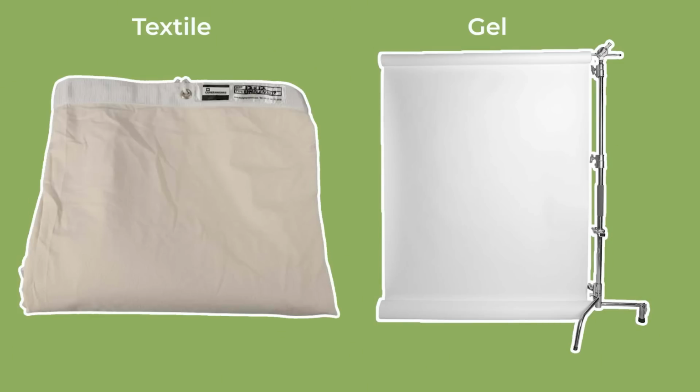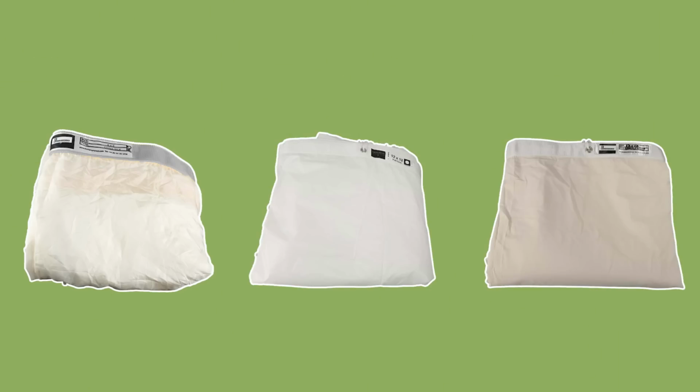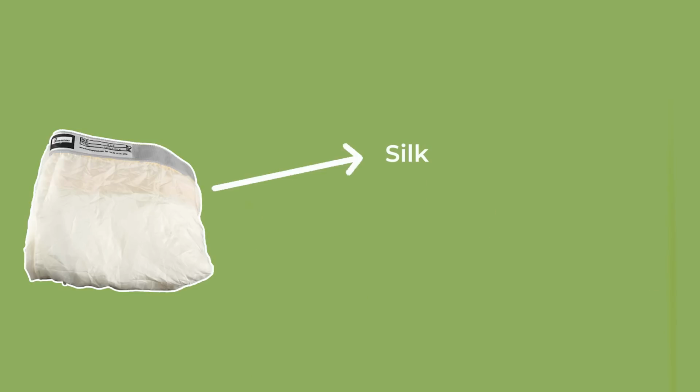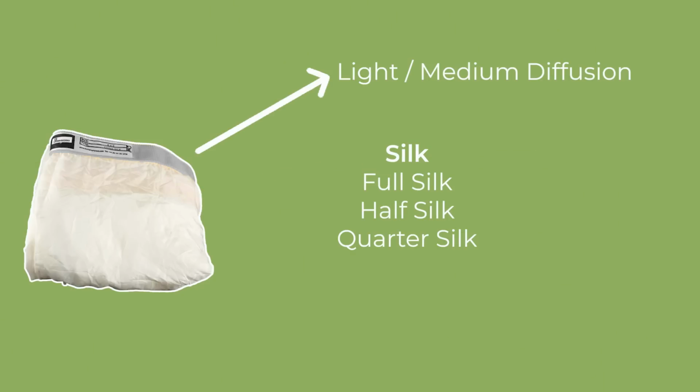Another type of diffusion is to use a textile rather than a plastic gel. This is a cloth material that can be tied onto frames of various sizes, such as 8x8, 12x12, or 20x20. In my experience, there are three main fabrics which are used for diffusion. Silk is a very sheer, natural diffusion fabric and comes in different strength gradients. It offers a light to medium diffusion of light.